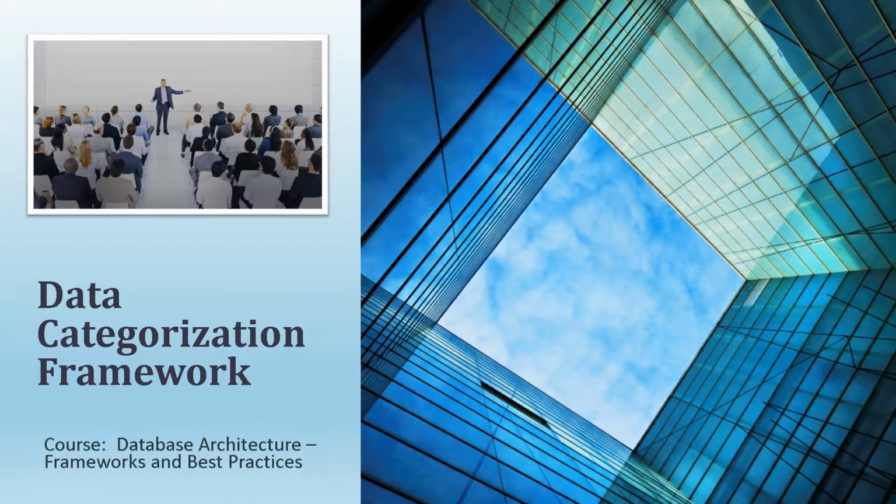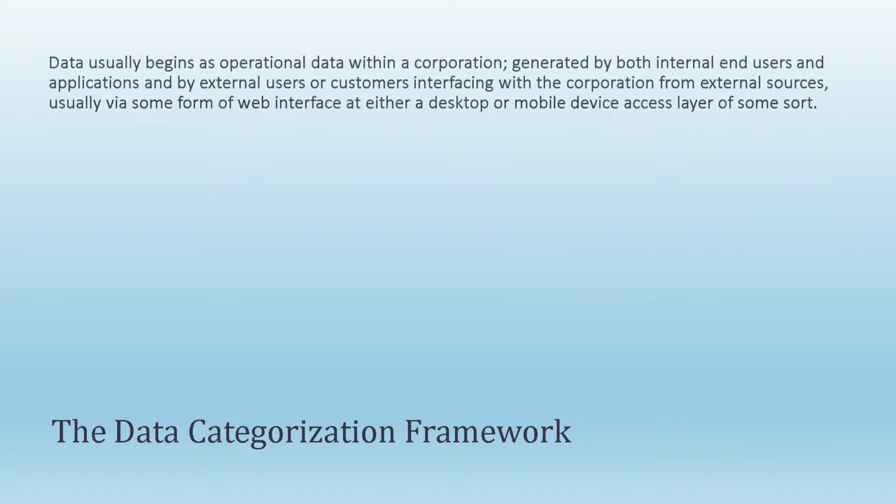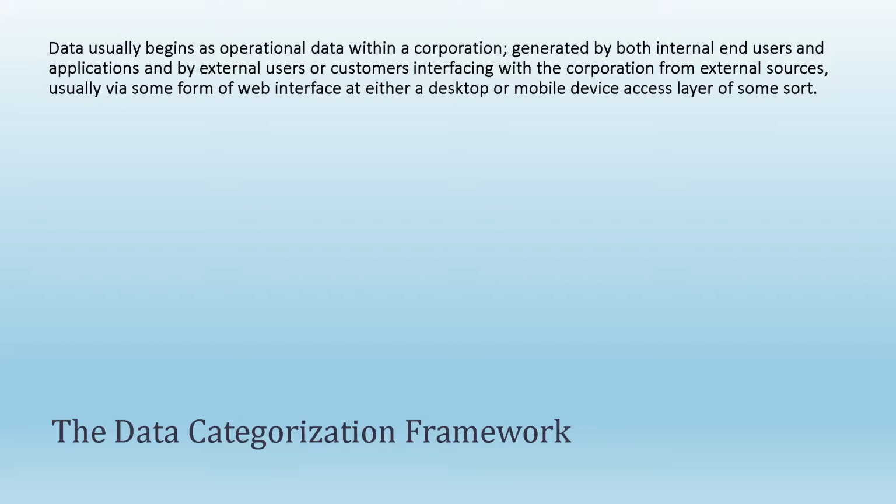This lecture discusses the data categorization framework. In most larger corporations, both operational data stores and separate decision support data stores will be found. Data usually begins as operational data within a corporation, generated by both internal end users and applications, and by external users or customers interfacing with the corporation from external sources, usually via some form of web interface at either a desktop or mobile device access layer of some sort.